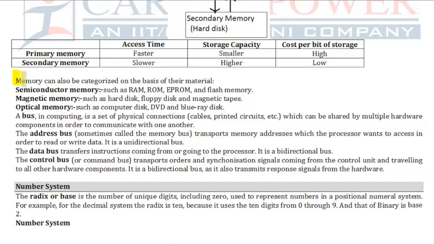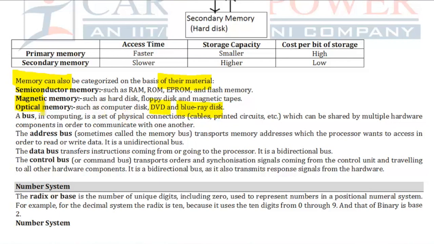Another classification of memory is based on their material. Like there is semiconductor memory, that means the material used in construction of this kind of memory is semiconductor. There is magnetic memory, optical memory. And if I ask you what is a common example of optical memory, then the answer is DVD, Blu-ray disc.